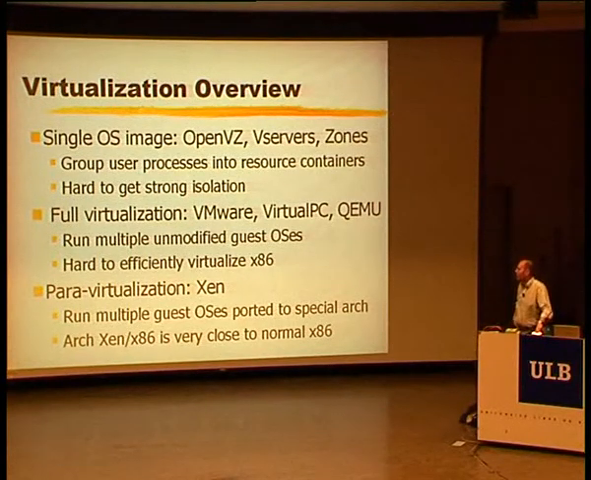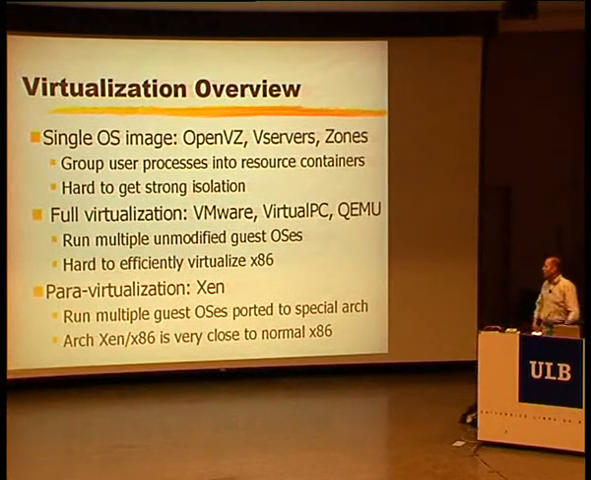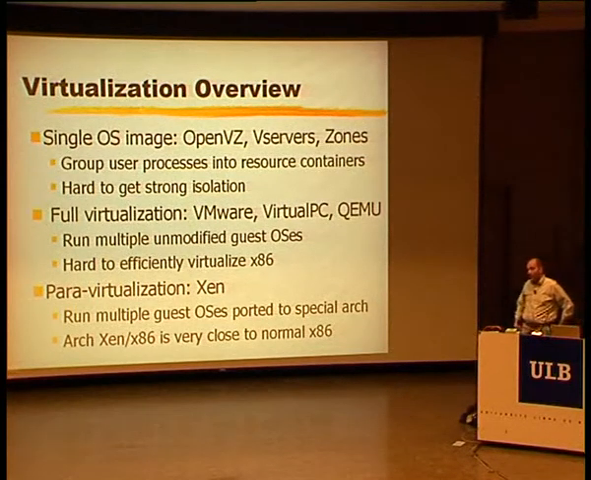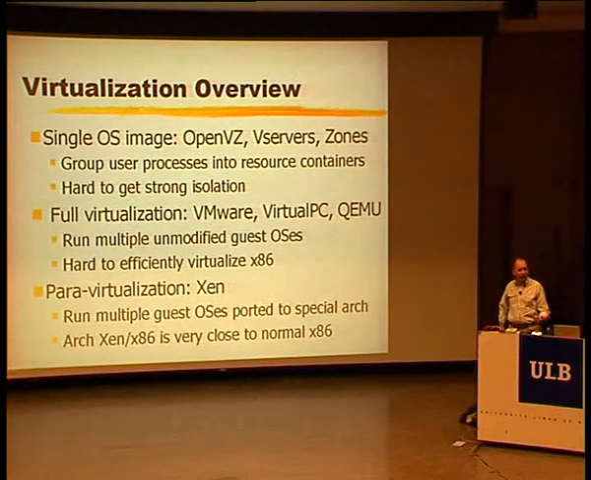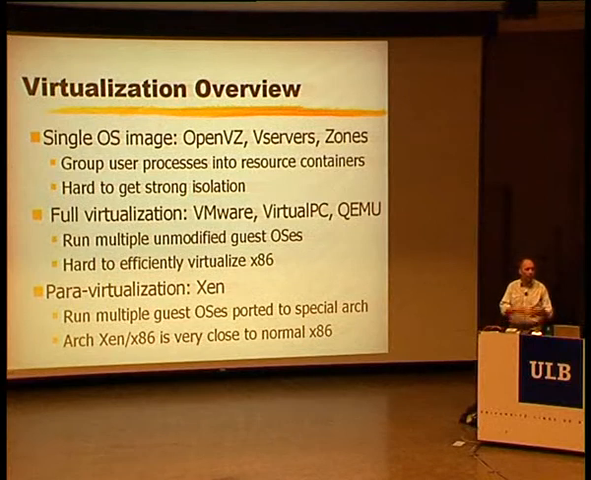So an alternative approach is to use a technique where you run multiple kernels and operating systems on the same physical machine. There are a number of ways of doing this. The most common way is to use something like VMware, Virtual PC, or QEMU. They all provide an emulation of a standard PC platform, so you can just install an operating system within the virtual machine and then just run it.